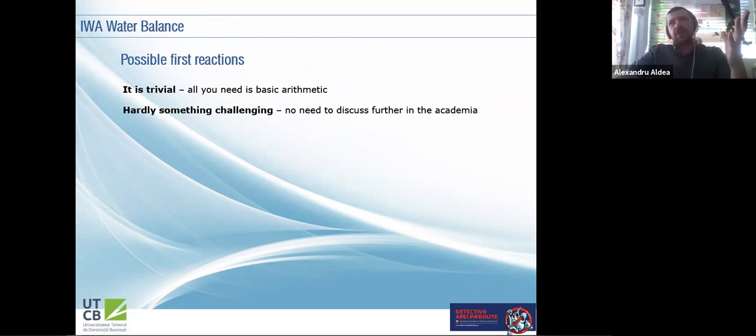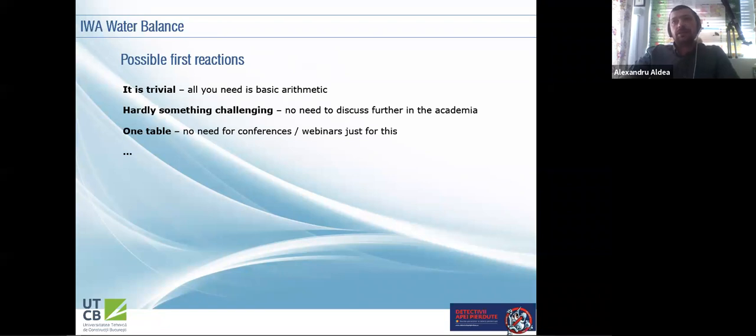They say, look, we are dealing with things like fluid mechanics, we are dealing with advanced algorithms. This is hardly something that we want to teach our students. They will learn something like that in a 10-minute video on YouTube or the internet. And then, on the other hand, there are people who say, okay, it's about one table with some data. Why do you need a conference or webinar just for this? And so on, the list can go on. And I know that these things are true because I used to believe some of them years back.